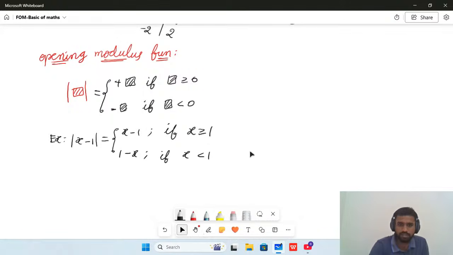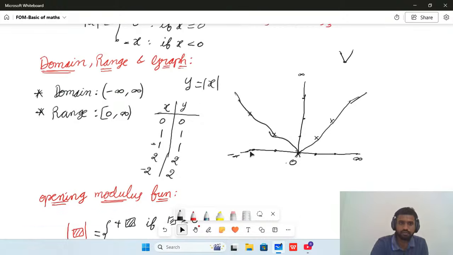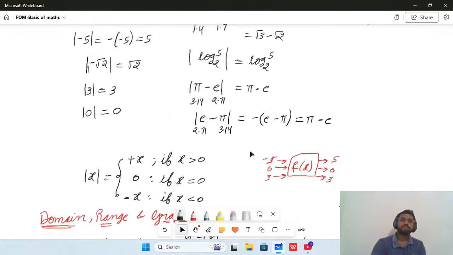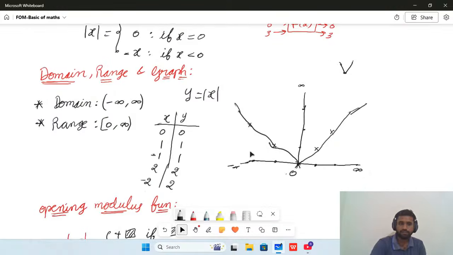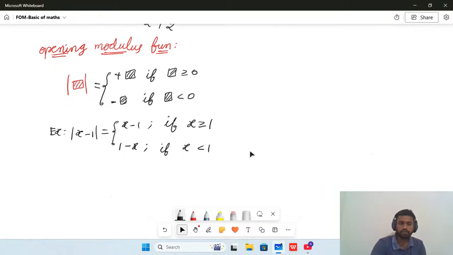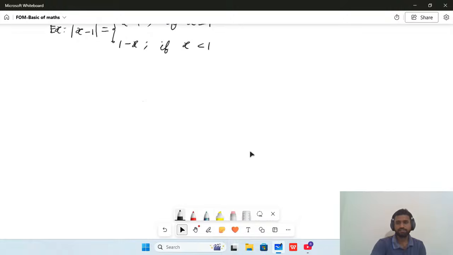Once again, let me show what we have discussed here. The definition of modulus function we have completed, and examples. What is the domain, range, and the graph of this modulus function, and how to open the modulus function, also we have completed. Now we are going to the next topic, which is graphical transformations of the modulus function.